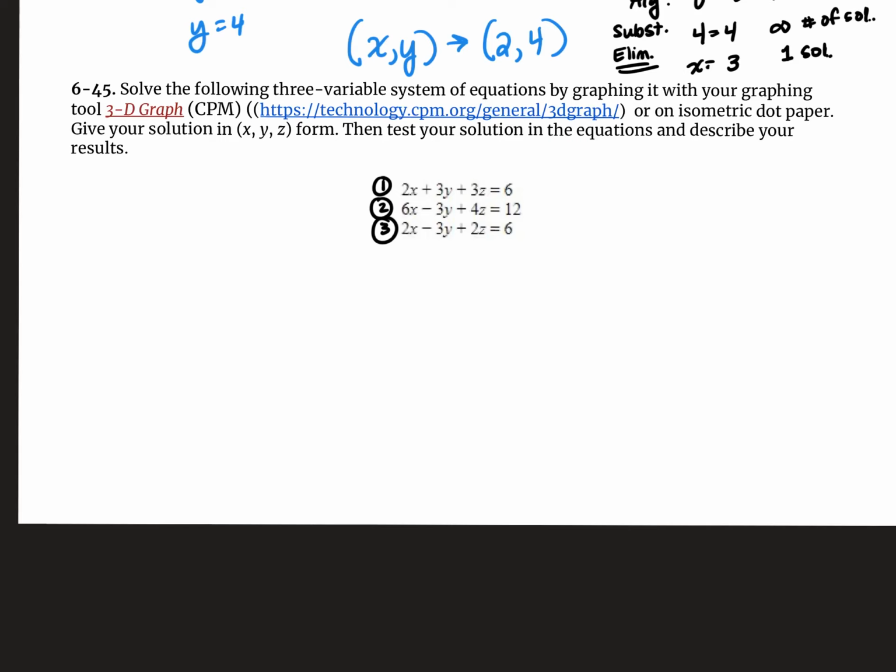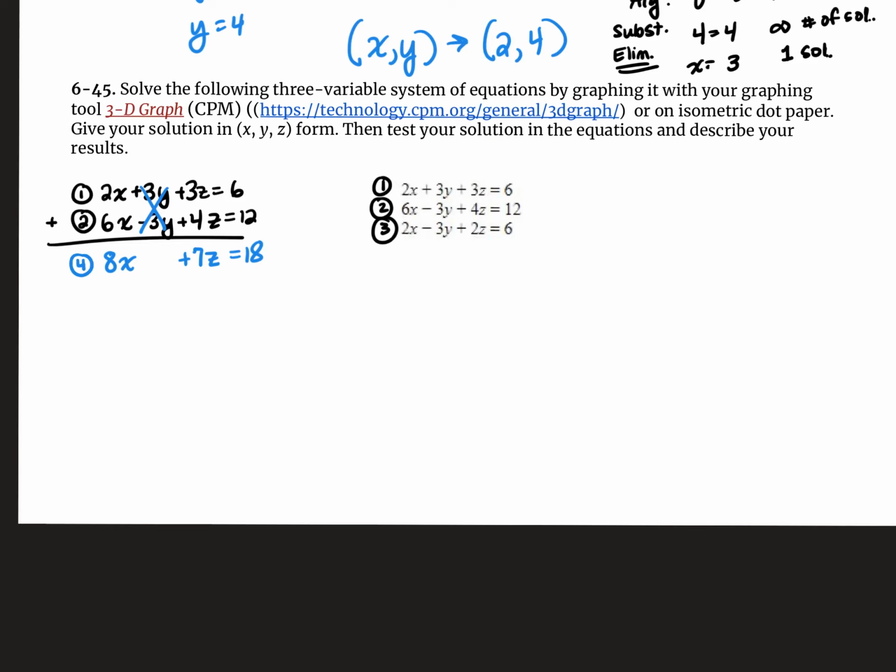So here's what I'm going to do. I'm going to take equation 1, which is 2x plus 3y plus 3z equals 6, and add that to the second equation, which is 6x minus 3y plus 4z equals 12. Now, when I add those two equations together, something really nice is going to happen. I'm going to completely eliminate my y. And what I'm left with is 8x plus 7z equals 18.